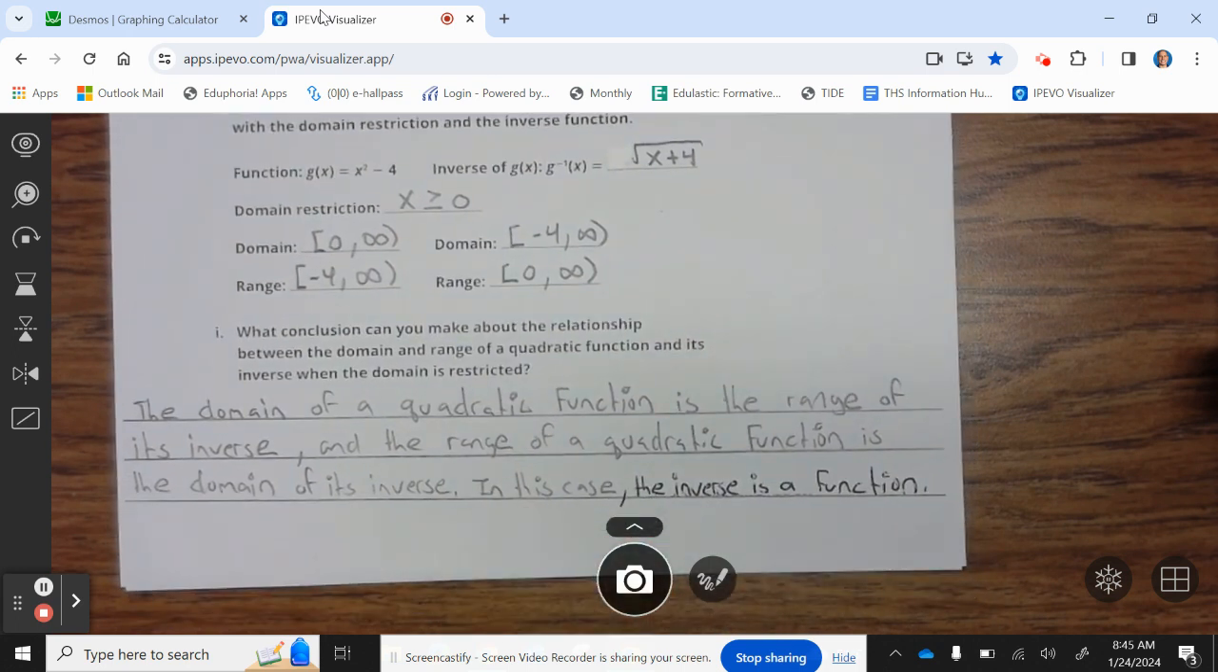Okay, I. What conclusion can you make about the relationship between the domain and range of a quadratic function and its inverse when the domain is restricted? The domain of a quadratic function is the range of its inverse, and the range of a quadratic function is the domain of its inverse. In this case, the inverse is a function. Let's take a look at the next page.